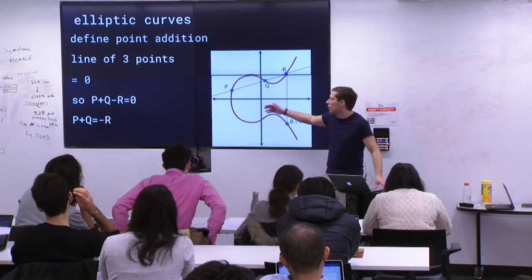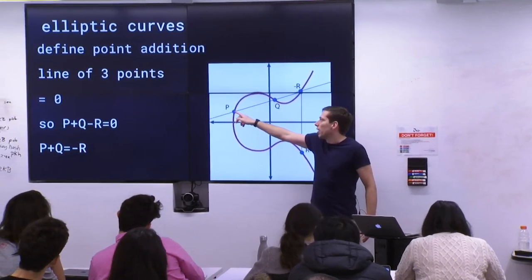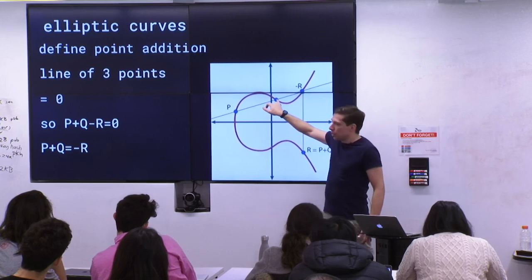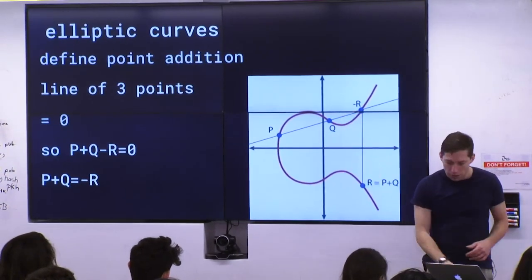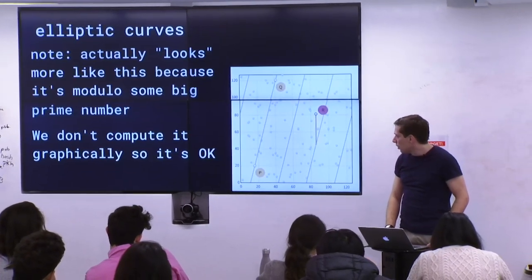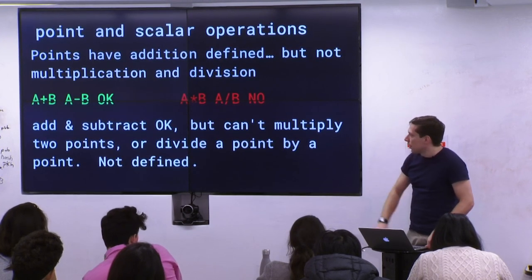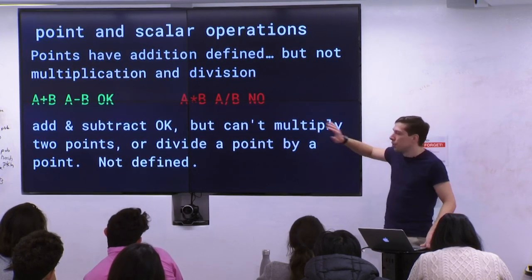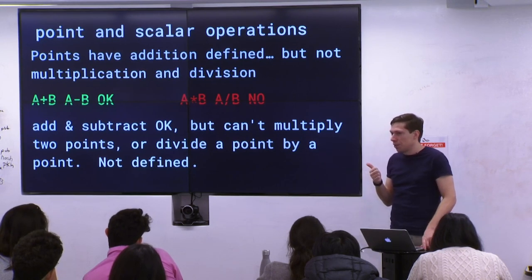But since the computer doesn't actually look at the curve, you just say, okay, find P's x and y coordinates, find Q's x and y coordinates, find the slope, and then find where it intersects, and compute that for R. Okay, so, yeah, you can add and subtract, you cannot multiply and divide these points. Sounds good? Any other questions?